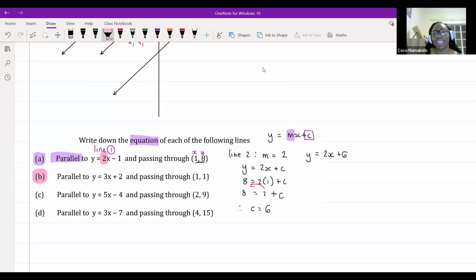Okay, I'm going to give you guys a chance to do B and C. We're not going to do D for the sake of time because we still need to speak about perpendicular lines. Okay, so try B and C. Pop your favorite emoji in the chat when you are ready. Okay.